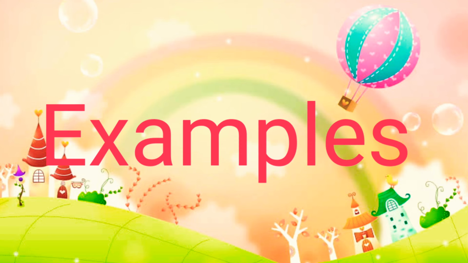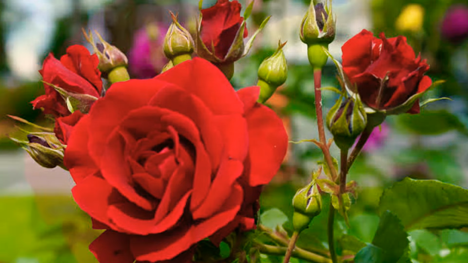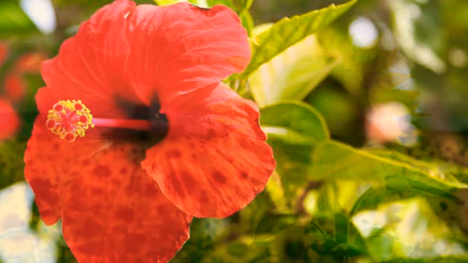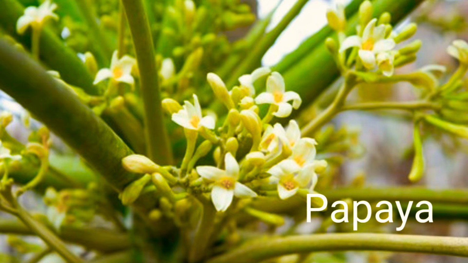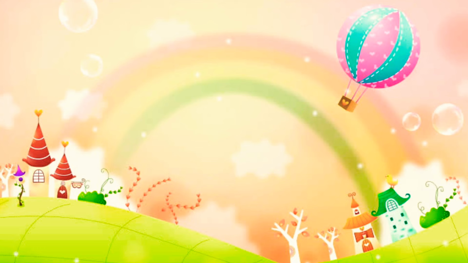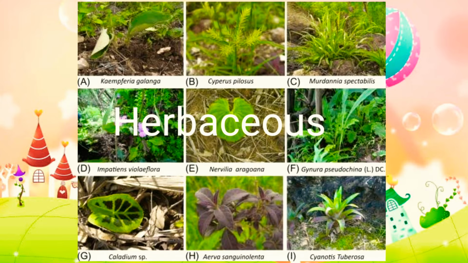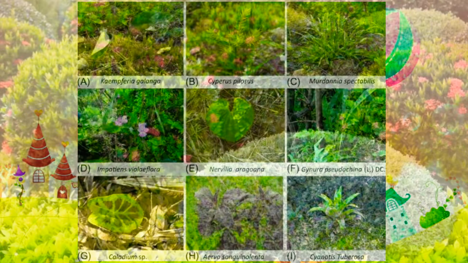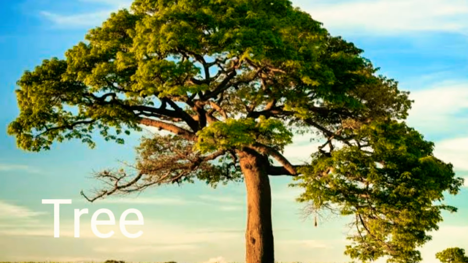What are the examples of a flowering plant? We have rose, hibiscus, sunflower, mango, banana, and papaya are all flowering plants. We also have herbaceous plant, shrub, and tree. These are also parts of a flowering plant.